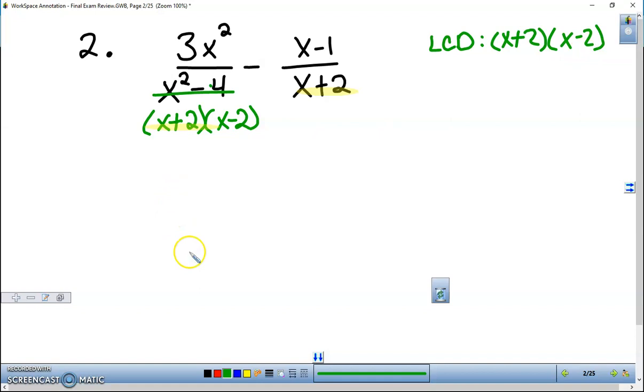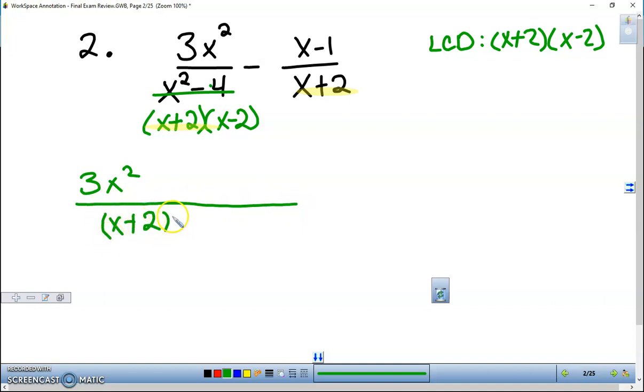Our next step is going to be making sure that both of our terms have the least common denominator in the denominator. So this first term, that 3x squared, already matches. So I'm just going to do 3x squared. And because our goal is to get all of these to match, I'm going to go ahead and just do a giant line and put x plus 2, x minus 2.